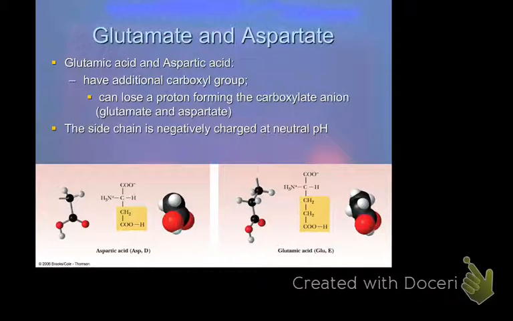But if this was a free amino acid floating in solution, it's going to be negatively charged at neutral pH. So at the pH of your body, it's going to be negatively charged because that terminal carboxylic acid has also lost its hydrogen.